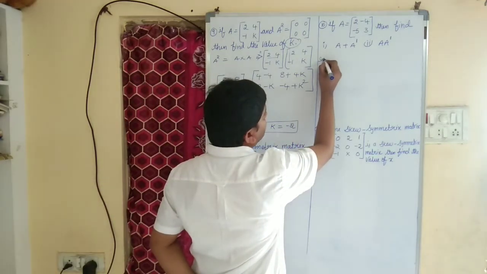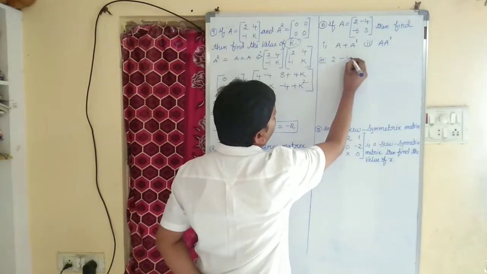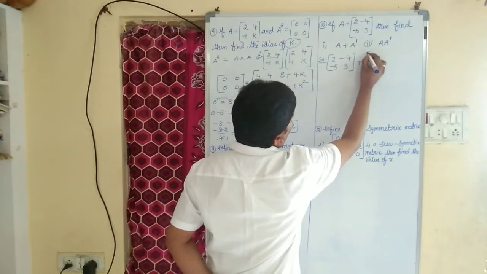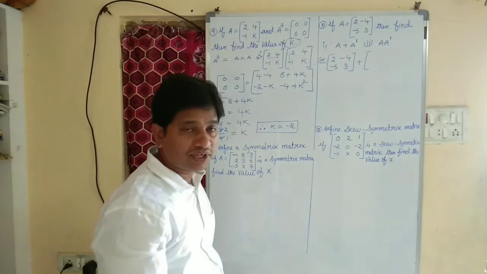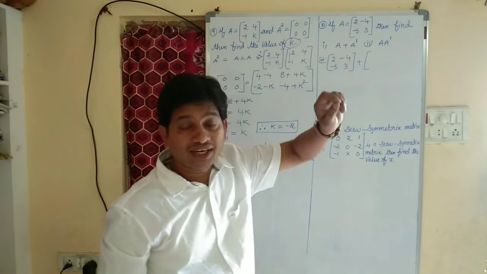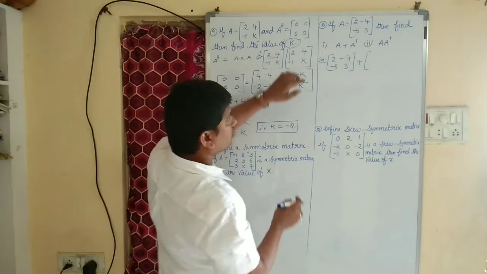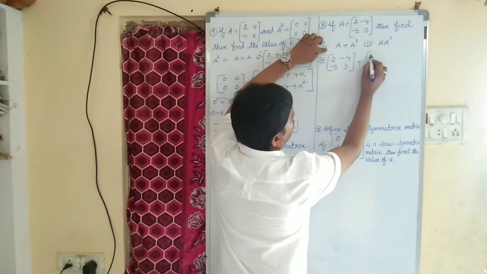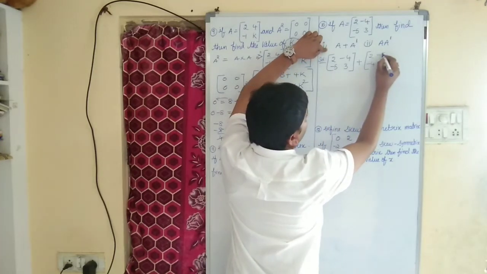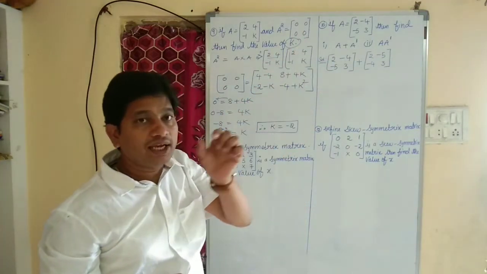The first one is A plus A dash. What do you mean by A? A means 2, minus 4, minus 5, 3, plus A dash. A dash means, see children, here the row is 2, minus 4, right? We need to transpose rows into columns. So here the row is 2, minus 4, let me make it into a column. And here the row is minus 5, 3, let me make it a column, that's all. Okay, A plus A transpose.